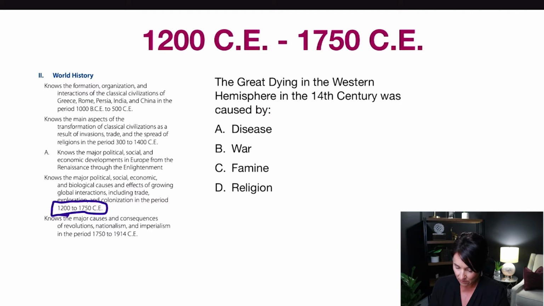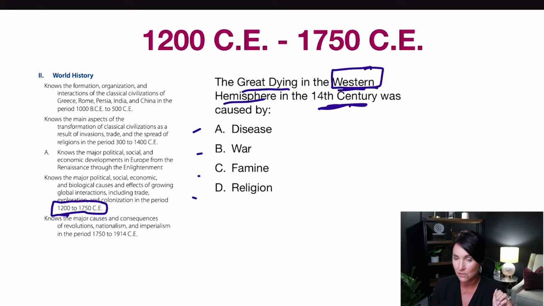And we can see we have disease, war, famine, religion. Let's take a look at the question stem. The Great Dying in the Western Hemisphere in the 14th century was caused by. Now, we have some keywords here. The Great Dying, obviously, it's such a terrible phrase, but it is what they called it. Then we have the Western Hemisphere and the 14th century. All right. Let's just think of the Western Hemisphere in the 14th century here, all right?